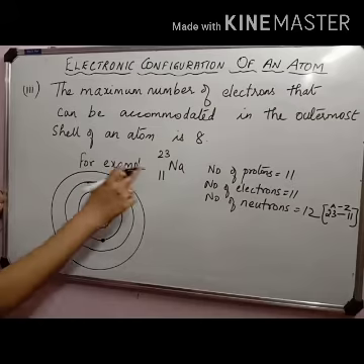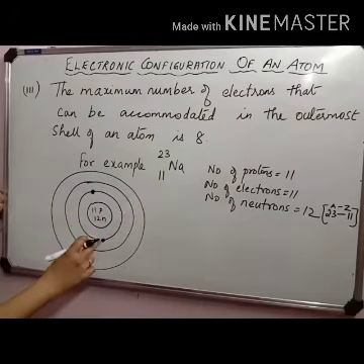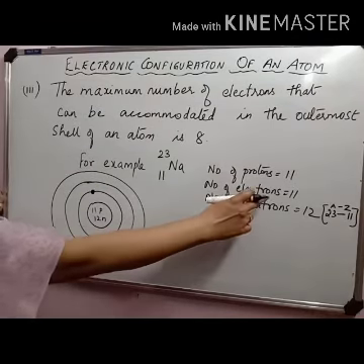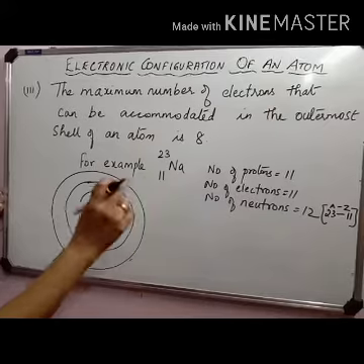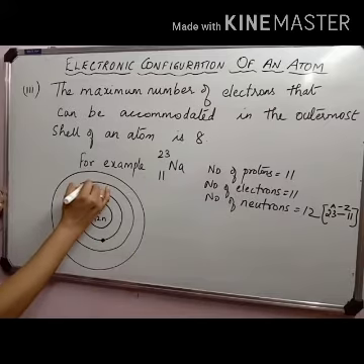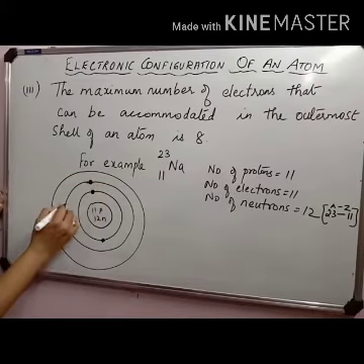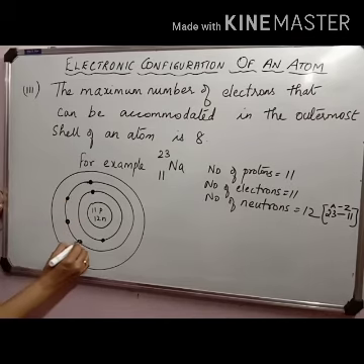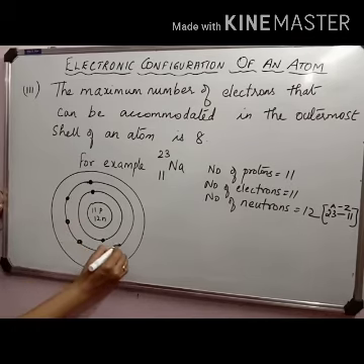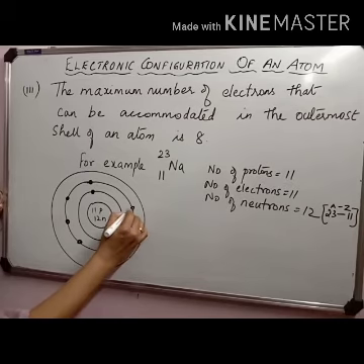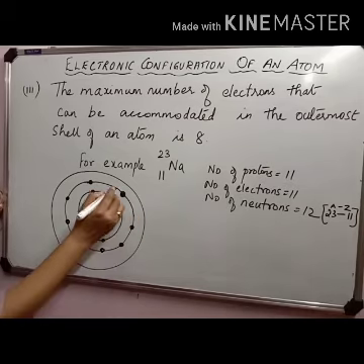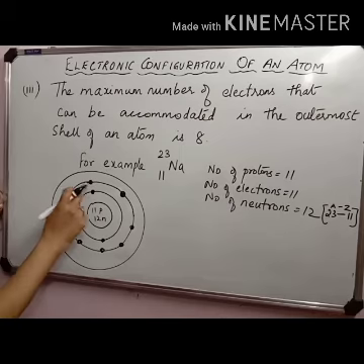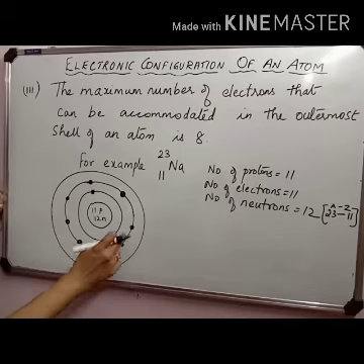Now, there are 11 electrons. So, 2 has been filled. What is the remaining number of electrons? 11 minus 2, that is 9. We know that the capacity of the L shell is 8. So, 9 electrons have to be filled, but the capacity of the L shell is 8, so only 8 electrons will be filled in the L shell. One, two, three, four, five, six, seven, 8.